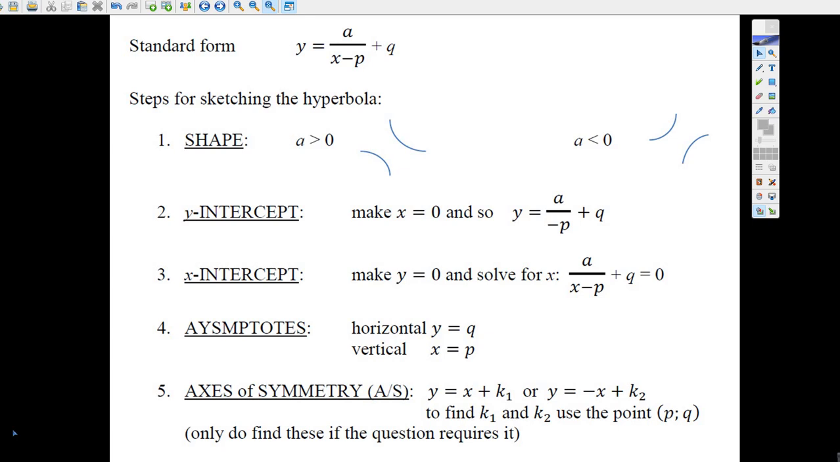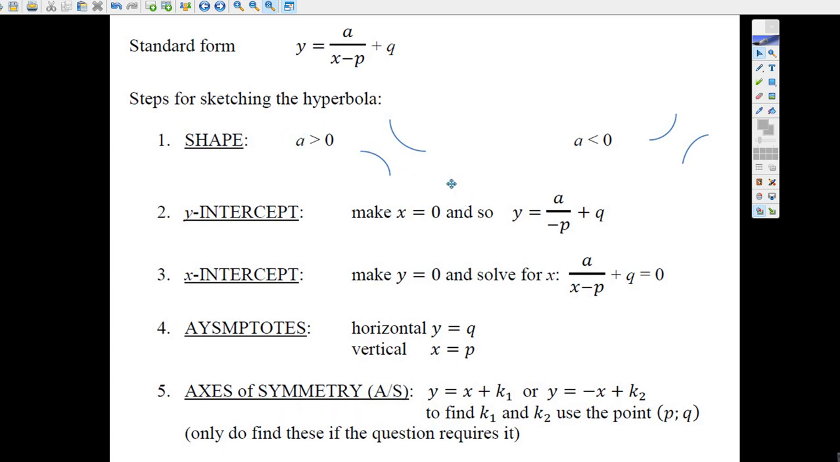Okay, we're going to look at how to graph a hyperbola, step by step and all the parts of it. These are our notes from the Google Classroom that I think Mr. Autry put together. You have the standard form of a hyperbola, y equals a over x minus p plus q.